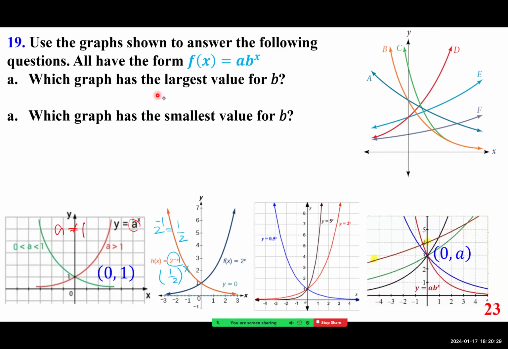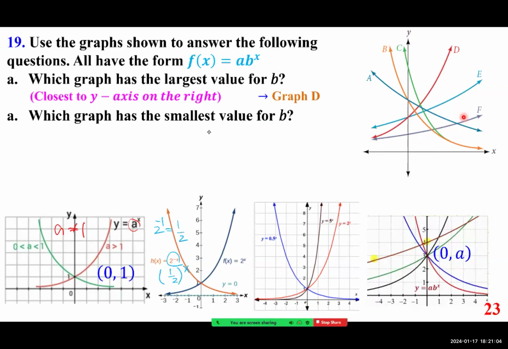It's asking which graph gives us the largest value for b. Well, the one that is closest to the y-axis on the right side, we discussed that. So look at these two, for example. On the right side, we have this one and this one and this one. So D is the closest one to the y-axis. So the answer is D.